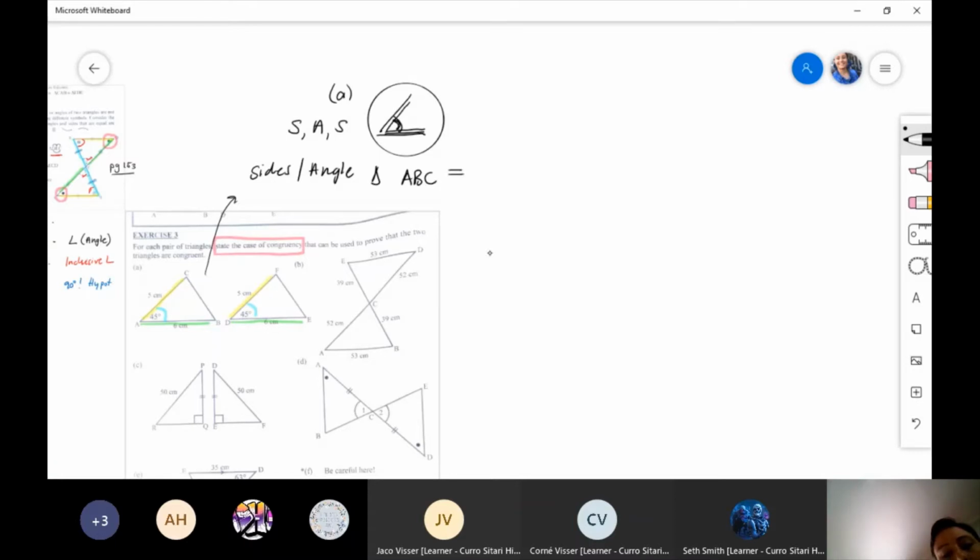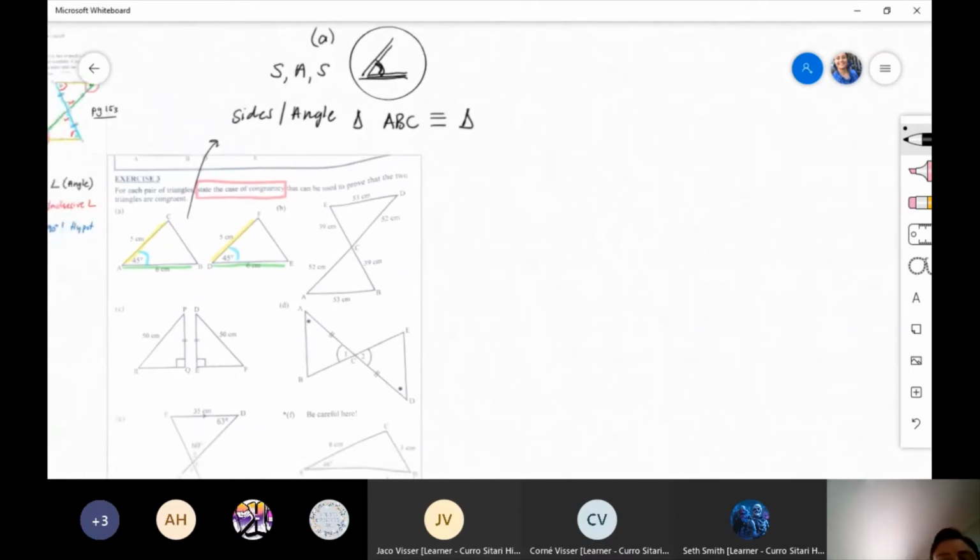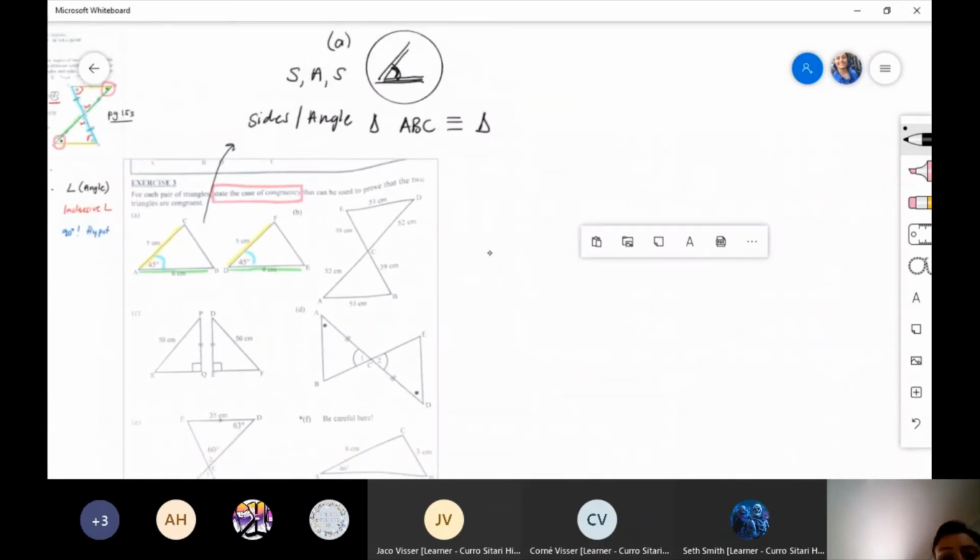Try now to also just guide your labeling of the triangle. Try and see angle A is equal to angle D, okay? AB, side AB. Side AB is equal to side DE.